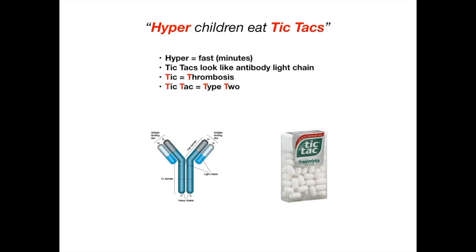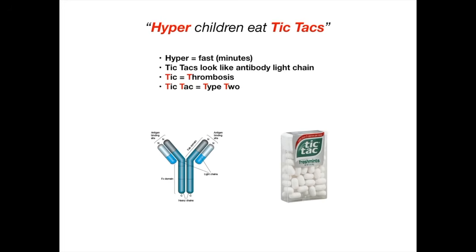Tic Tacs. What do Tic Tacs tell us? Well, a couple things. One is that Tic Tacs look like the light chain of an antibody. So it reminds you that this is due to preformed recipient antibodies. And the T in Tic and the T in Tac tell us a couple things. One is that this is marked by really bad vessel thrombosis. And the two T's in Tic and Tac tell us that this is type 2 hypersensitivity.